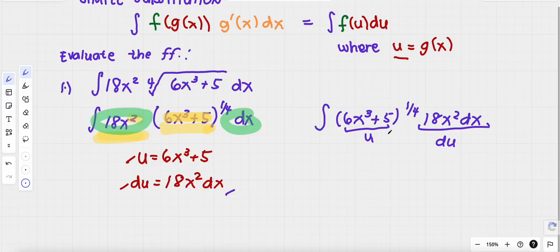From this point onwards, let us now use this format. So this will be the integral of, instead of writing 6x cubed plus 5, we now write u.